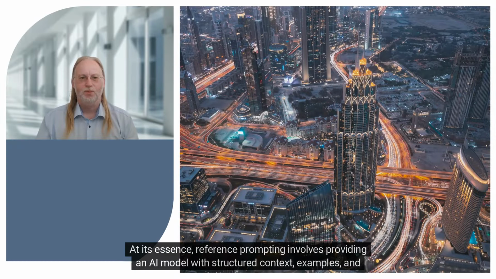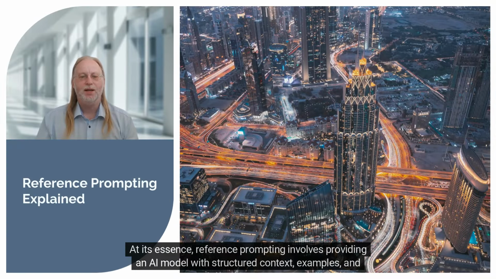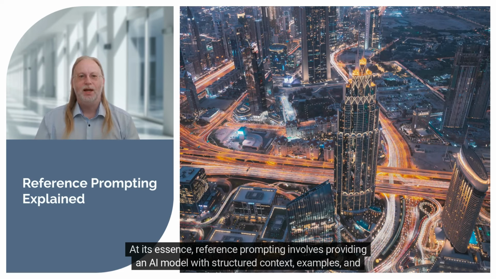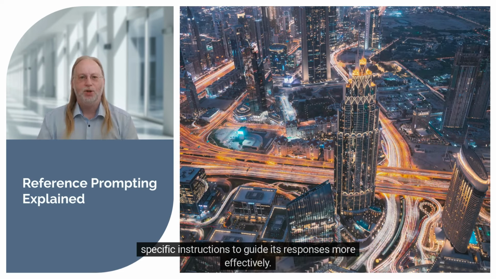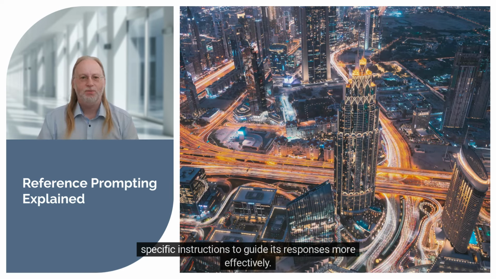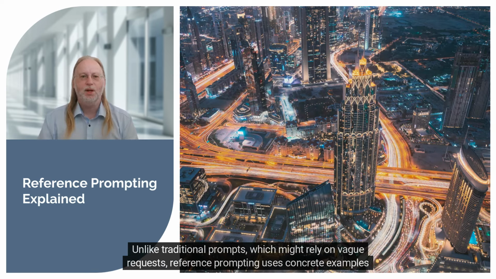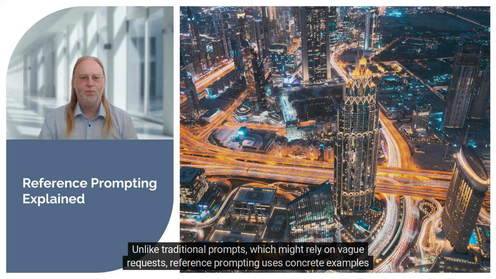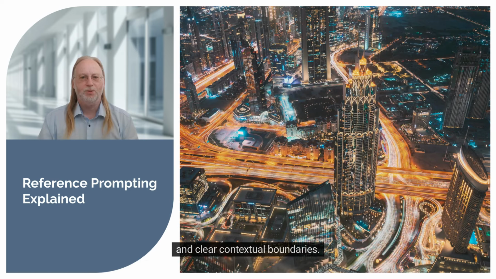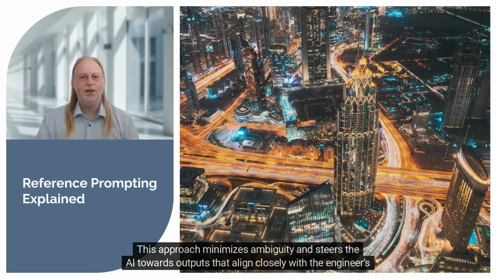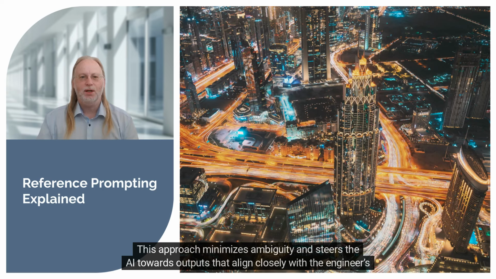At its essence, reference prompting involves providing an AI model with structured context, examples, and specific instructions to guide its responses more effectively. Unlike traditional prompts, which might rely on vague requests, reference prompting uses concrete examples and clear contextual boundaries. This approach minimizes ambiguity and steers the AI towards outputs that align closely with the engineer's intentions.